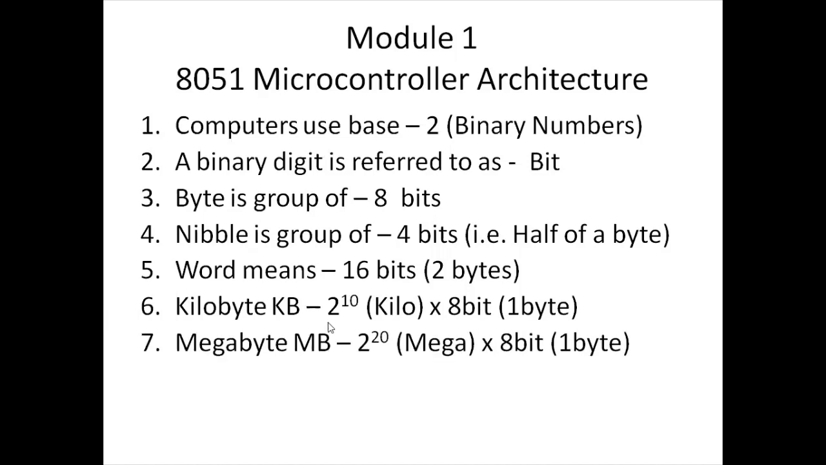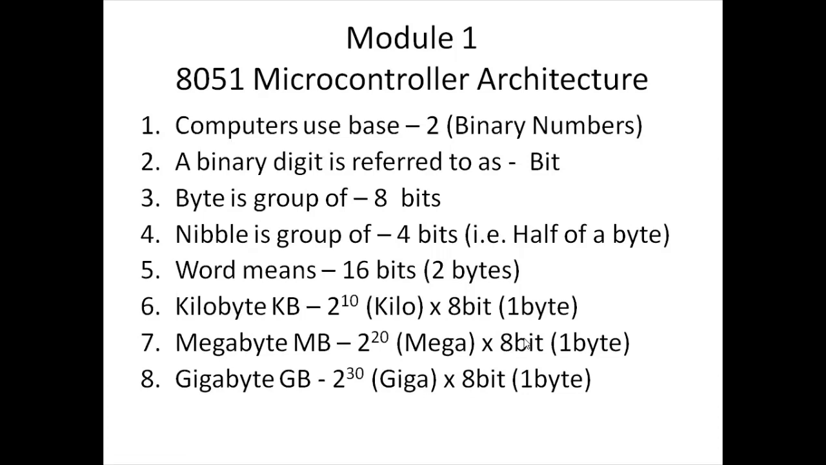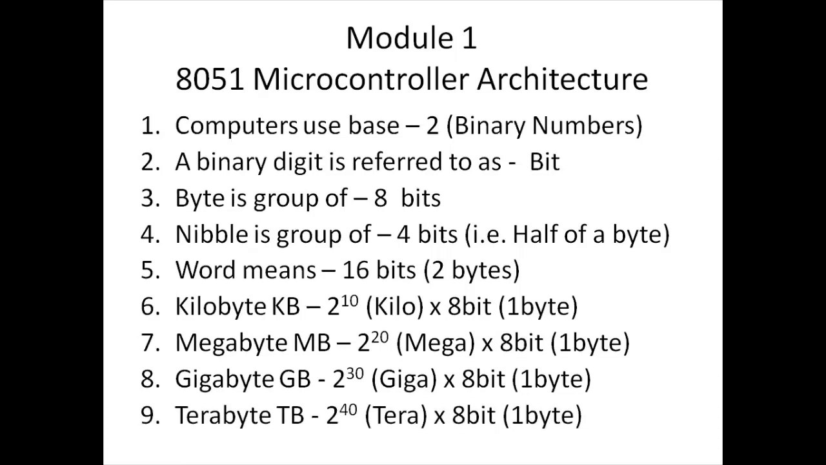Similarly, you have 1 megabyte, which is 2 raised to 10 into, again, B stands for byte, which is nothing but a group of 8 bits. Next is giga, that is 2 raised to 30. And the last is terabyte, that is 2 raised to 40.